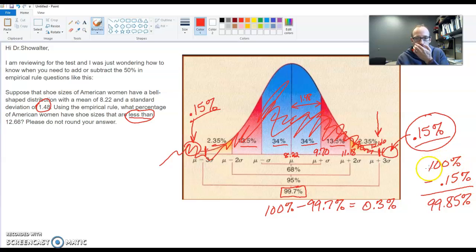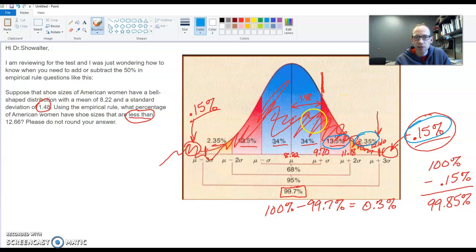99.85%. Now, if we wanted to ask what percent have shoe sizes less than 9.7, we would look right here and we would just add up. Well, we have the 34, the 34, the 13.5, 2.35, 0.15. We could just add them all up and that would give us our answer. Maybe we want all the ones that have shoe sizes bigger than 9.7. Well, then we would just add up, let me change my color here, the 13.5, the 2.35, and the 0.15 because those are the areas of the normal distribution that are to the right of 9.70.